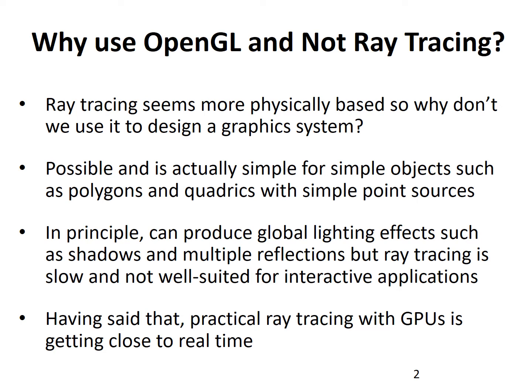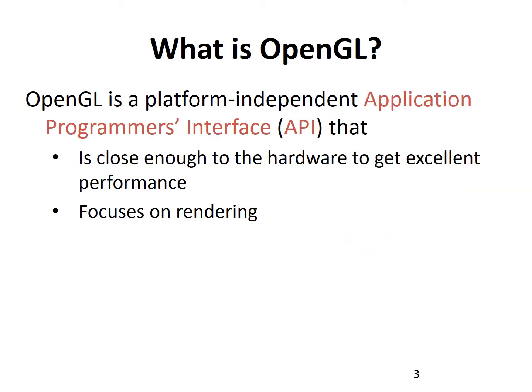To produce a decent resolution image, we will have to trace millions of rays, and some of them might not end up entering our lens. Having said that, practical ray tracing with GPUs is getting close to real time, and modern GPUs are able to perform ray tracing. So what is OpenGL?